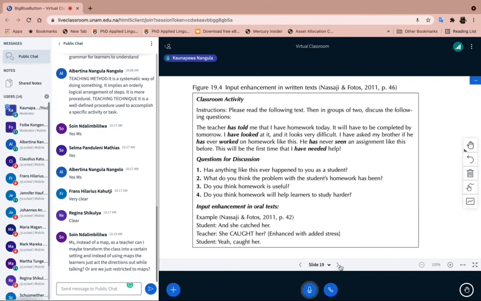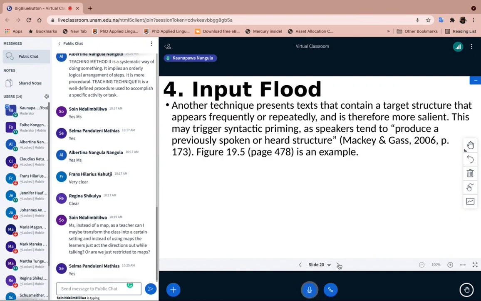Here we have an example of an enhancement in writing. And then we have now the enhanced aspects, and then we have questions for discussion. And here it's just an oral type that you can use in the classroom. All right? And input enhancement is clear, right? Yes or no? Yes. Okay, we are moving on.